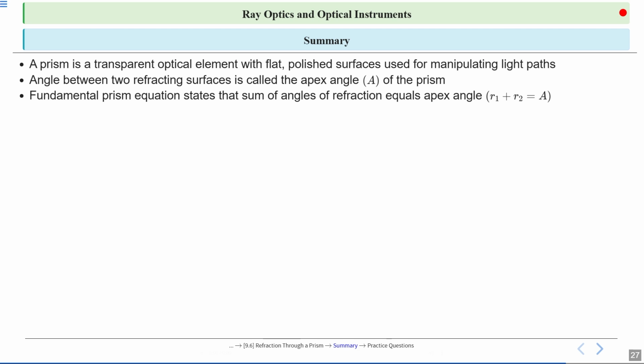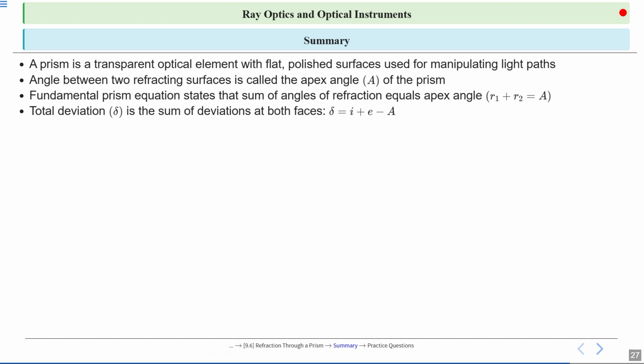Next, we have the fundamental prism equation: r1 plus r2 equals A. This equation tells us that the sum of angles of refraction equals the apex angle. Each variable represents an angle of refraction at the prism surface. This relationship is key to calculating how light bends inside the prism, and we will use it to solve problems involving light path.